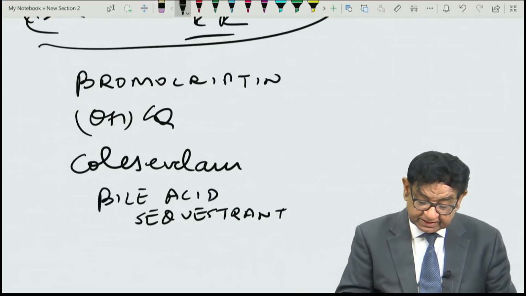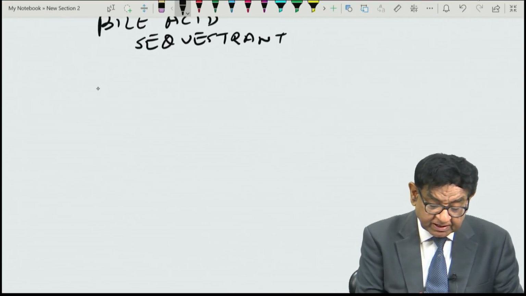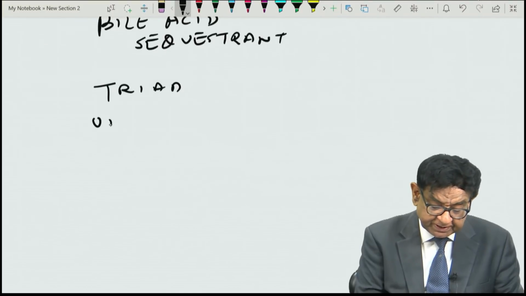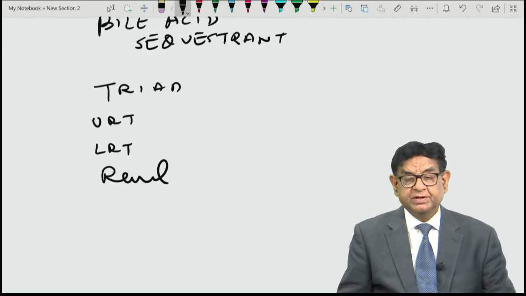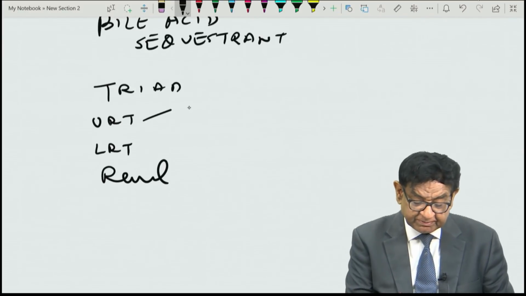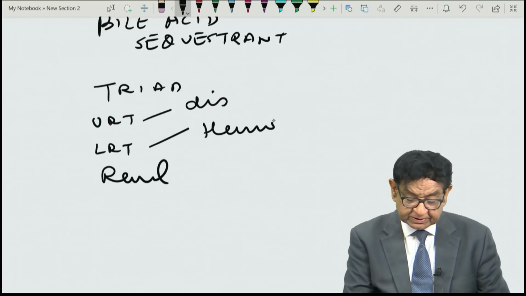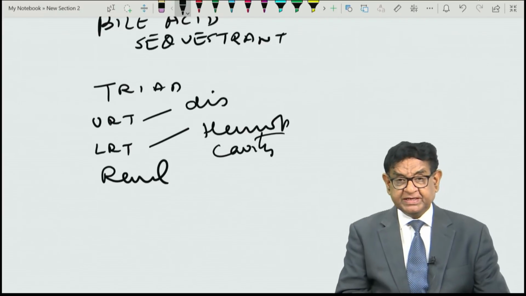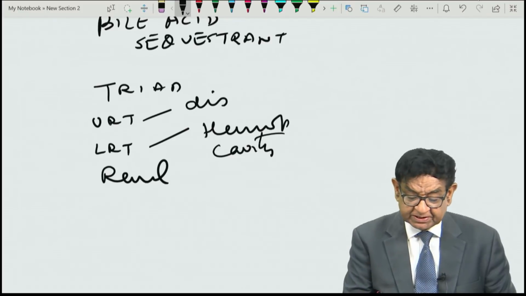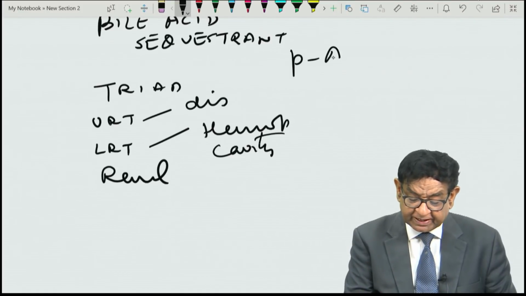It has got a classical triad of upper respiratory tract involvement, lower respiratory tract involvement, and renal involvement. Due to upper respiratory tract involvement, there may be nasal discharge. And due to lower respiratory tract involvement, patient may have hemoptysis. Cavity formation can occur. Renal failure is a feature. Classically, in these cases, we get C-ANCA antibodies.